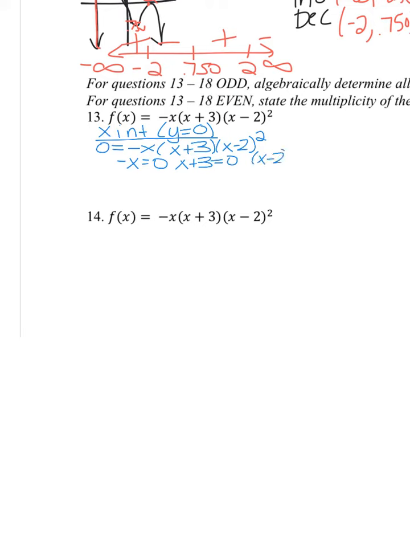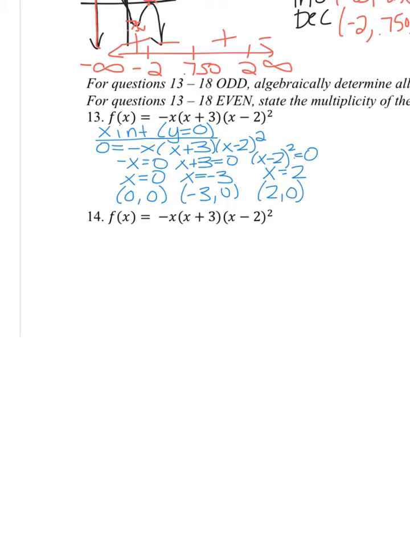x minus 2 squared equals 0. So here, this gives me x equals 0. This gives me x equals -3. And here when I take the square root first, I get x minus 2 equals plus or minus 0, which is really just equals 0. And then I add the 2 over and I get x equals 2. However, I would lose credit on this question because these are not intercepts, these are roots. So I have to write them as (0, 0), (-3, 0), and (2, 0).